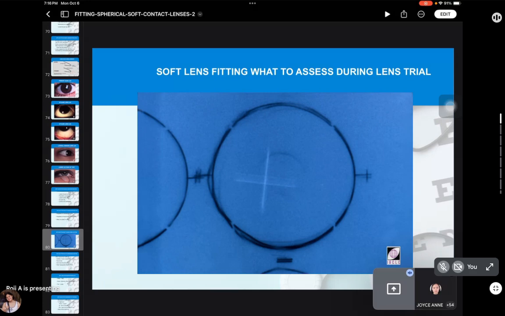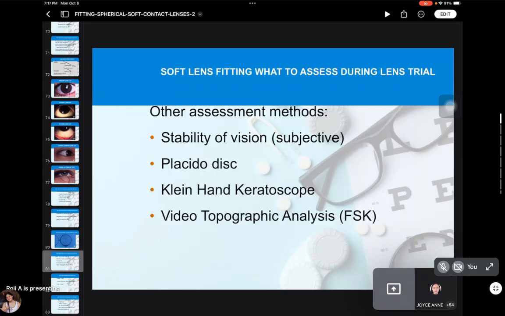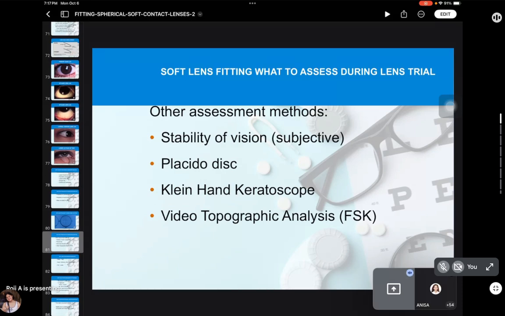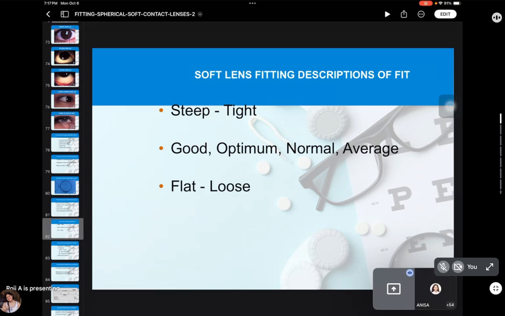So as you can see, it's not clear, right? So every time I would ask blink and then wait until it clears out. Okay, it means if it doesn't clear out, then my fit is not good. Correct? Yes po, Doc. Now also, you can assess using stability of vision, Placido disc, Klein hand keratoscope, and your FSK. Okay. I already told you this, right? So this should be easy. Is this something I need to explain?